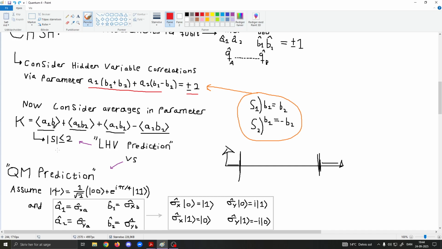But in other words, the prediction from local hidden variables is that you would expect the absolute value of this parameterization to be at most 2, but somewhere in between. Given this approach or belief in how the universe works, this is the result we predict we would get from statistical measurements.